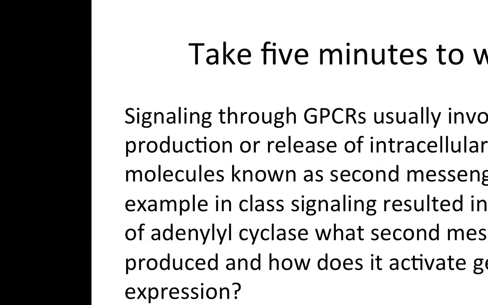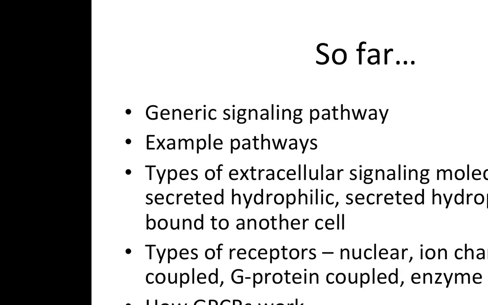Okay, so when we're learning about signaling, I always want you to be asking yourself, what is this doing to promote the end result? So far, what have we done? We've been talking about signaling. We introduced a few example pathways. We talked about different types of signaling molecules, different types of receptors, and then we started talking more specifically about how GPCRs work. And we also introduced some general mechanisms for turning off signaling.